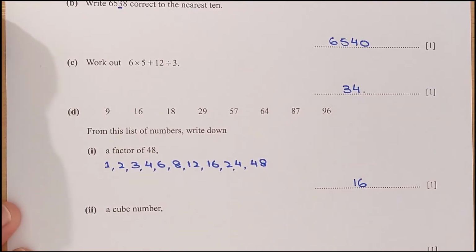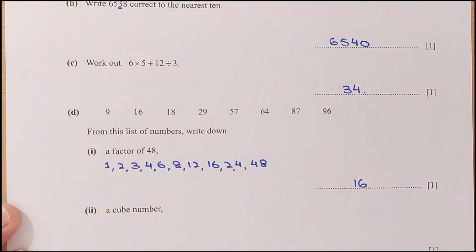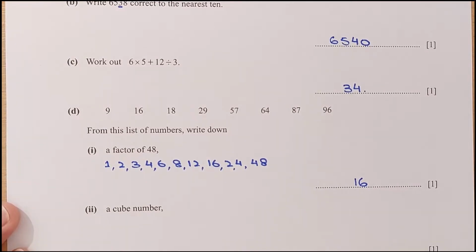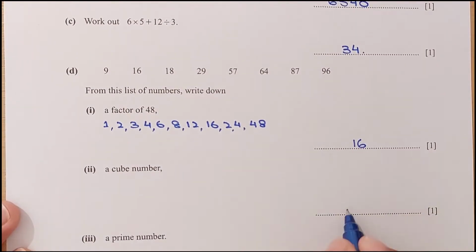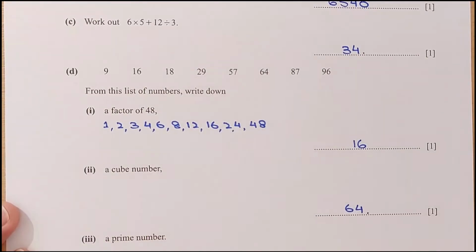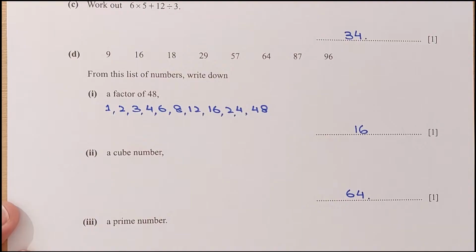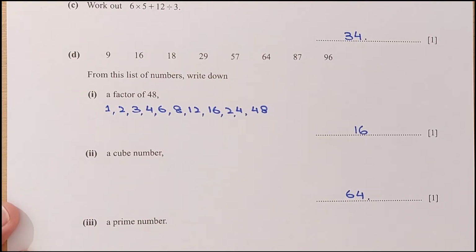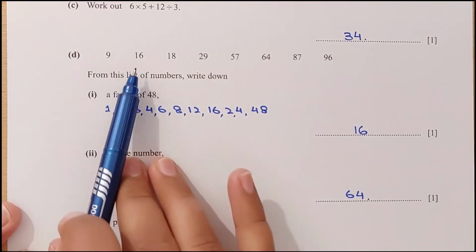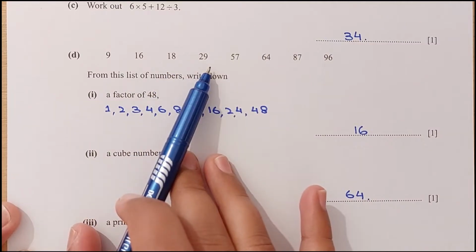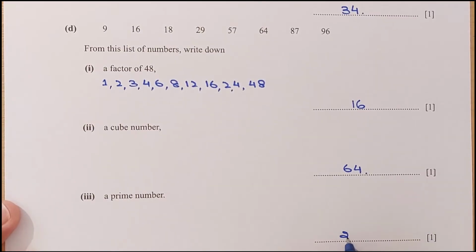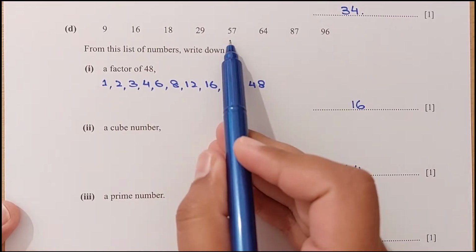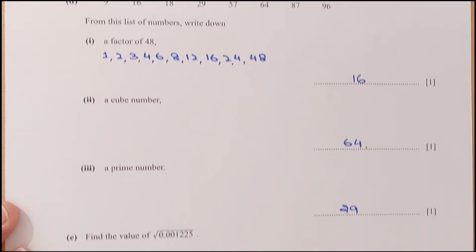Now for the second part, a cube number. 4 cubed is 64. A cube number is basically a number whose cube root exists, so 64. Next, a prime number has only factors 1 and itself. So 9, 16, 18, 29. Yes, 29 is a prime number. Let me check the others. 57, no. The rest are not prime numbers.